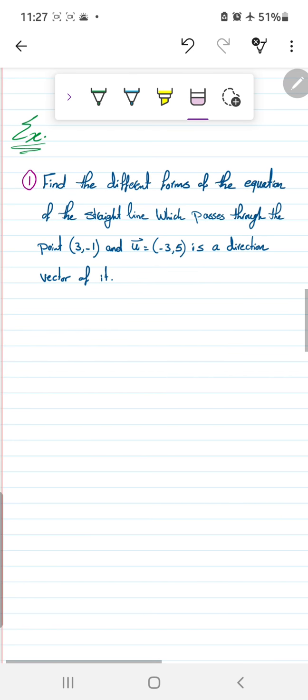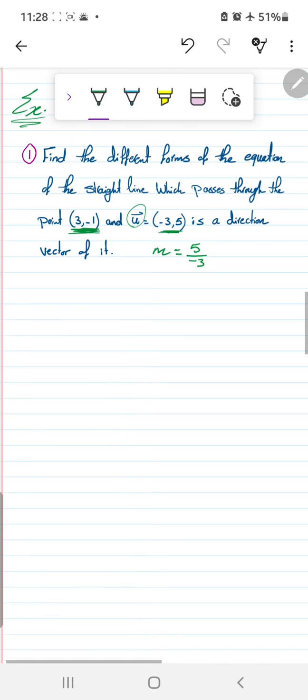Number 1, find the different forms of the equation of the straight line which passes through the point. So we have here the point 3 and negative 1, and the direction vector u will be negative 3 and 5. As we said, from the direction vector we get the slope. It means y over x. So the slope here m will be negative 5 over 3, or as it is 5 over negative 3.